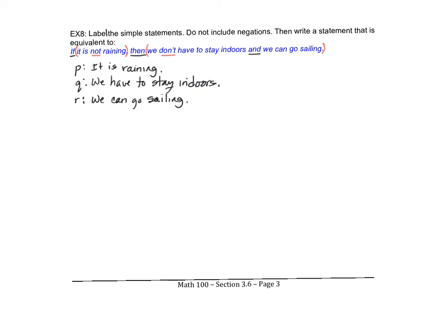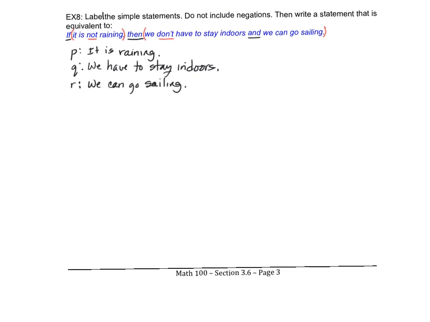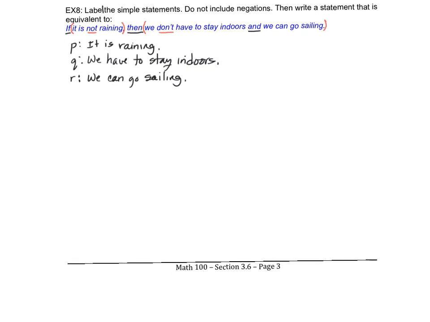So I've labeled my statements. I did not include negations. I'm going to translate this statement to its symbolic form. So if it is not raining, that would be a not P. Then in parentheses, we don't have to stay indoors. It's not Q. And we can go sailing would be R. Oh, this is really tricky.